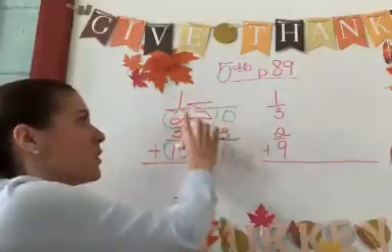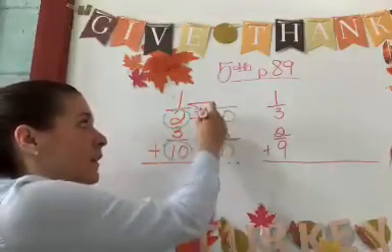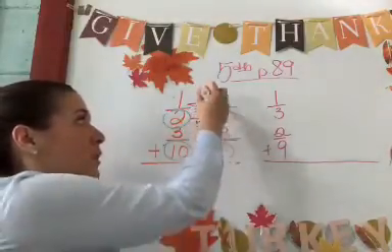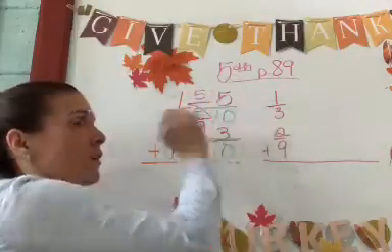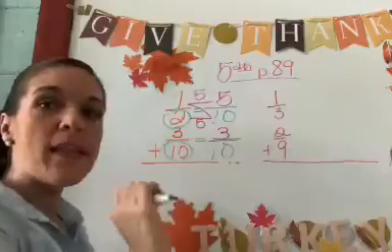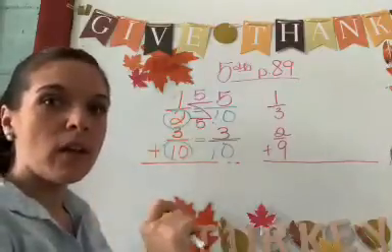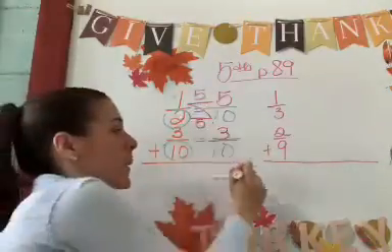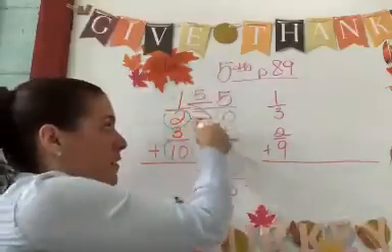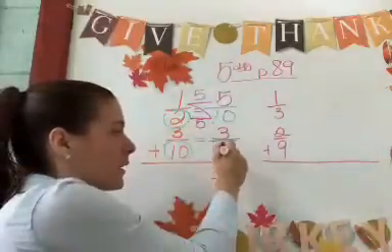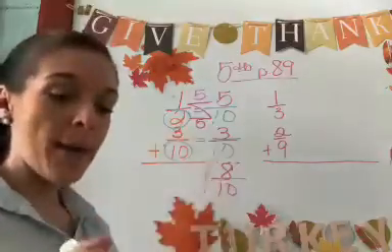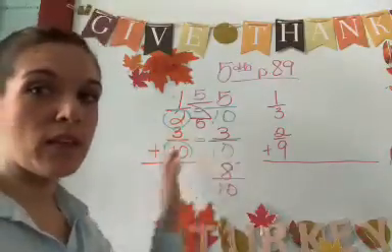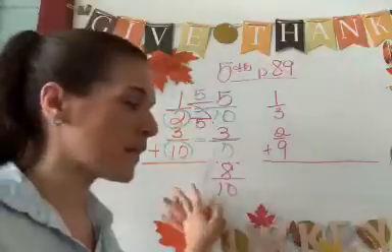Backward Z, 2 times what equals 10? 5. So we put our 5 up here. 1 times 5 equals 5. And then we add our fractions. 5, we put our denominator as 10, and 5 plus 3 is 8. Okay, now, am I done with this problem, Safir?